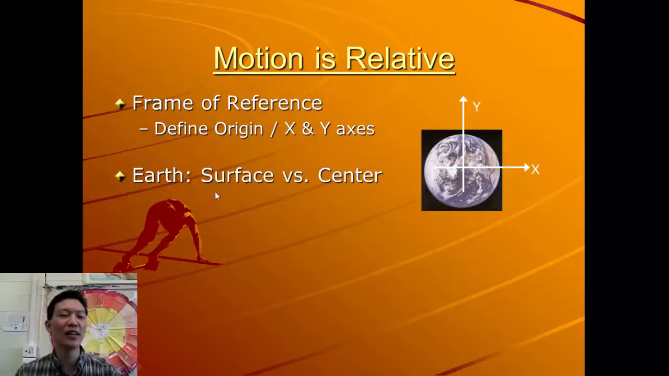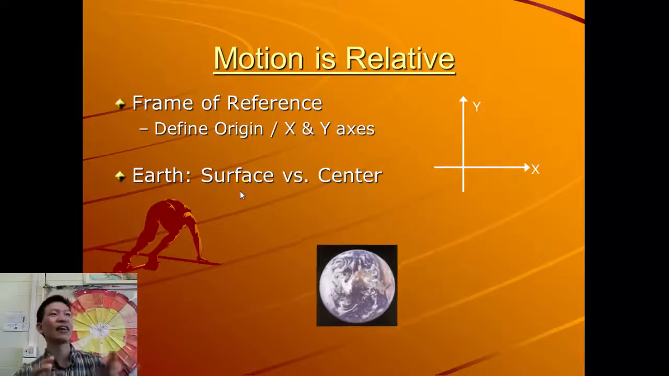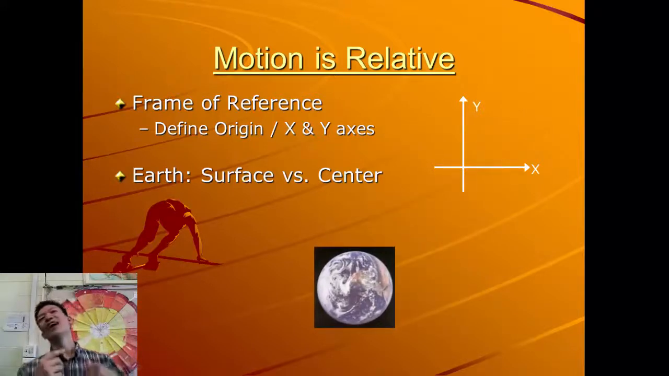Let's say it otherwise: motion is always relative to something. Normally, since we live on the surface of the Earth, we're assuming that's our frame of reference. Normally we don't think so abstractly, like the Earth is going around the sun, we're going around the center of the Earth, and the solar system is going around the Milky Way galaxy. We just assume that frame of reference.